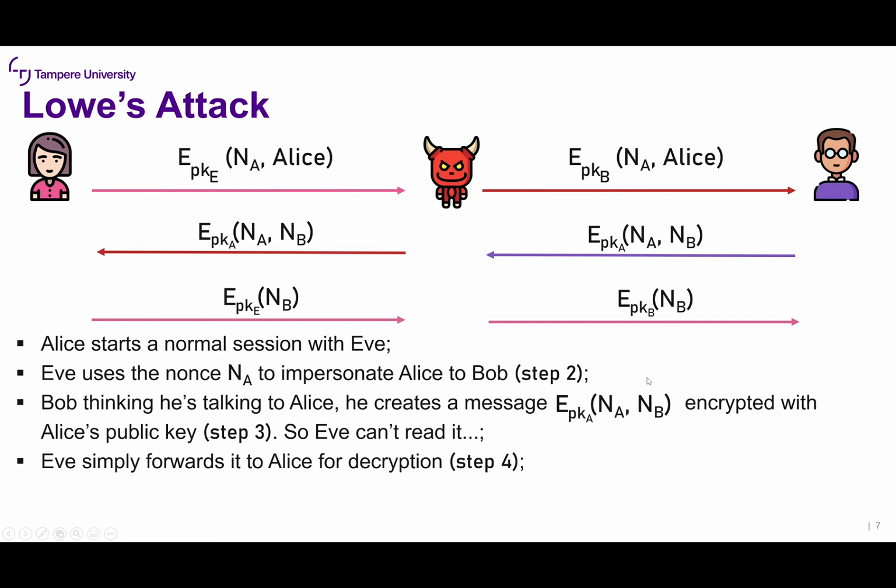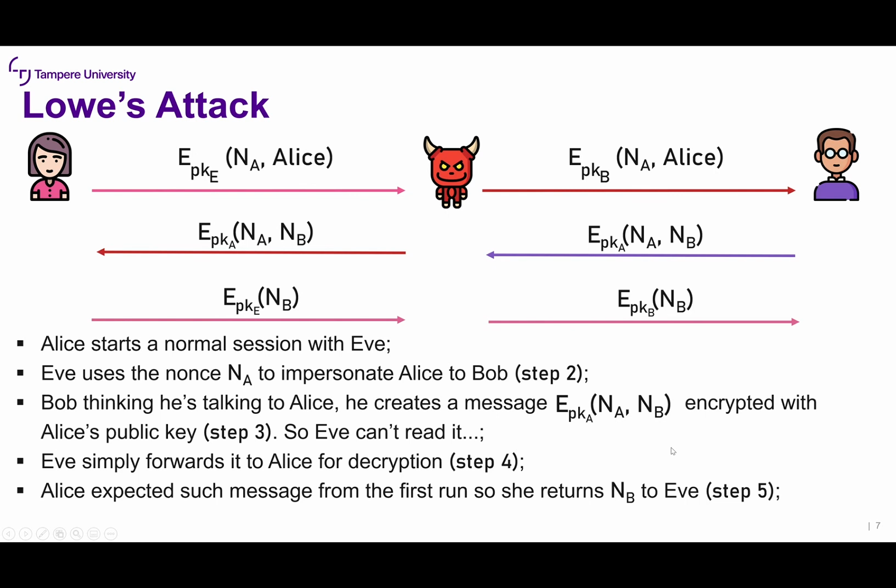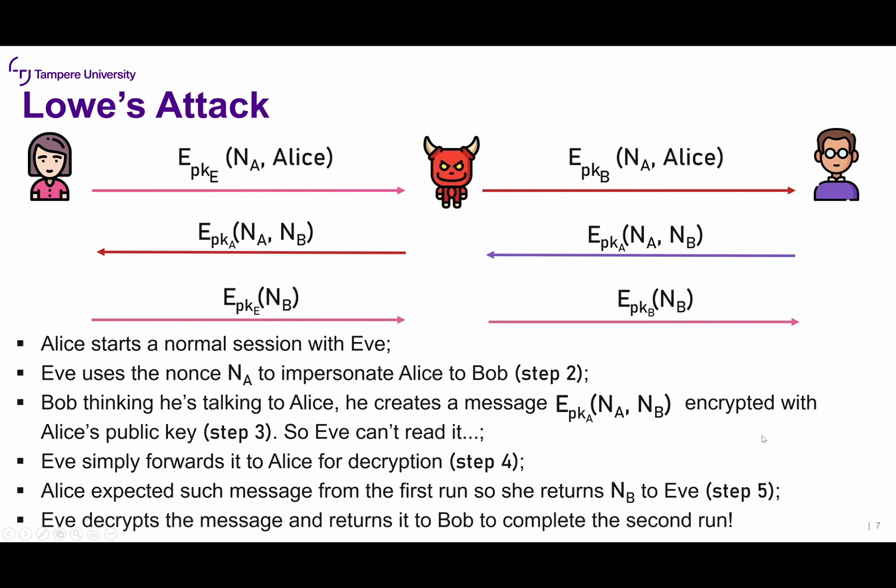So what she will do is forward it to Alice for decryption on step number 4, and then on step number 5, Alice expected such a message from the first run, so she returns NB to Eve, and finally Eve decrypts the message and returns it to Bob to complete the second run. And that's how we managed to fool Bob. Again, write it down, guys. Try to figure out exactly what Eve did and how she managed to fool Bob, right?